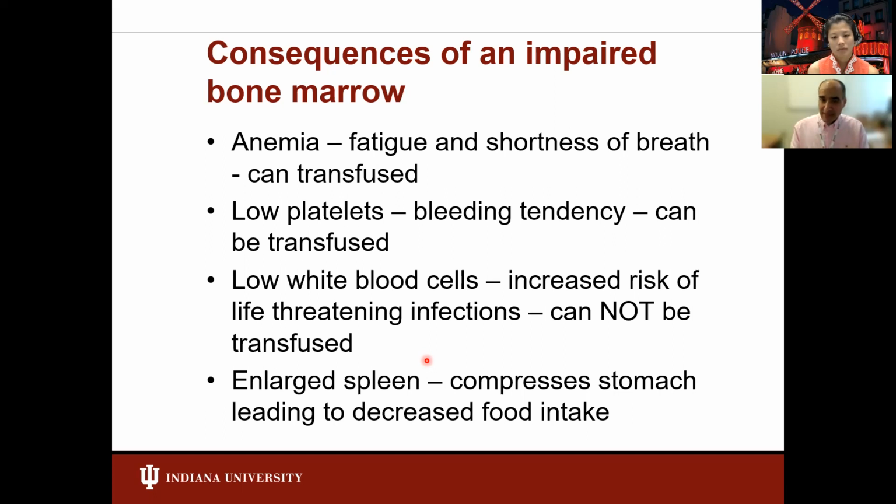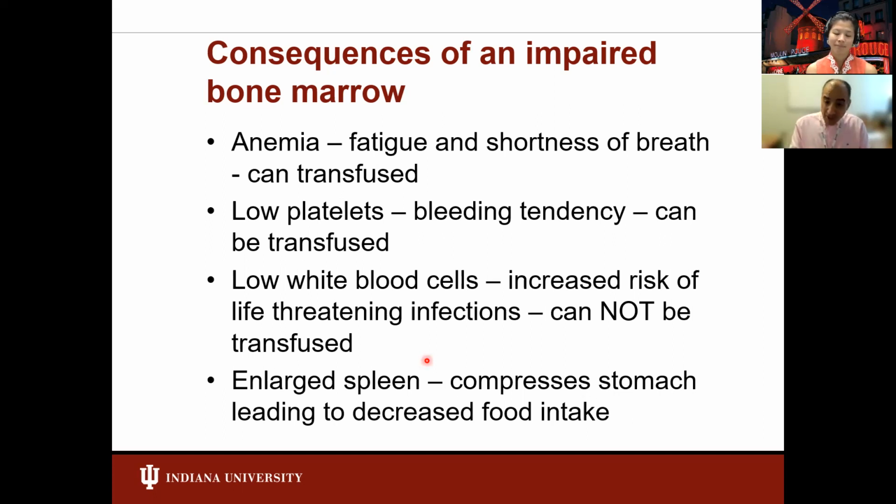The problem is that the background or the other cells in the spleen are not like the bone marrow and can't really support making good red blood cells or good white blood cells or platelets. So you do get the spleen to get big, but it doesn't really help in the actual production of those cells. Problem is, if the spleen gets big, it's right next to your stomach.